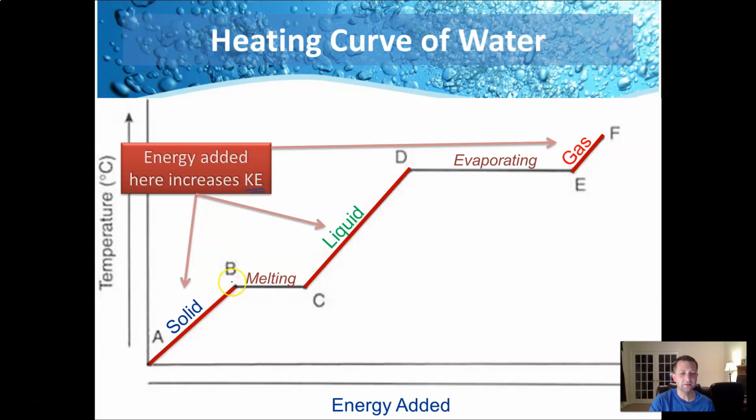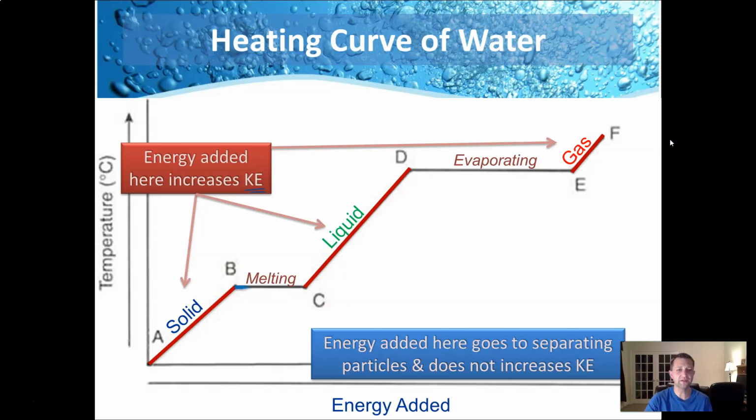So between A and B, you have your solid particles. They're starting to move a little bit faster, right, until they start to melt. Once melting occurs, though, the temperature isn't changing. If the temperature isn't changing, there's no increase in kinetic energy. Something else is occurring between B and C and D and E. The only time you have an increase in kinetic energy, particle movement, and therefore temperature, is when you have the three distinct states of matter. Between A and B, C and D, E and F.